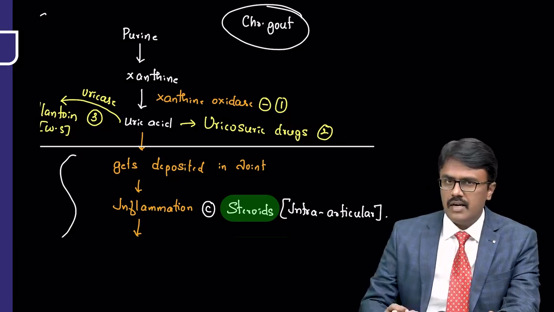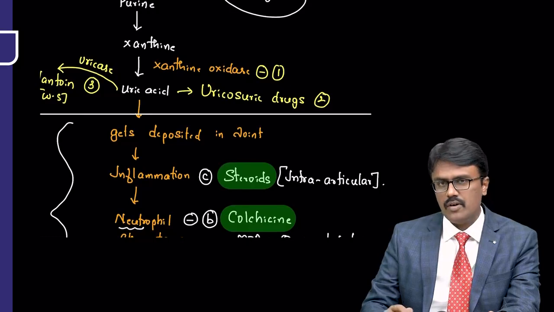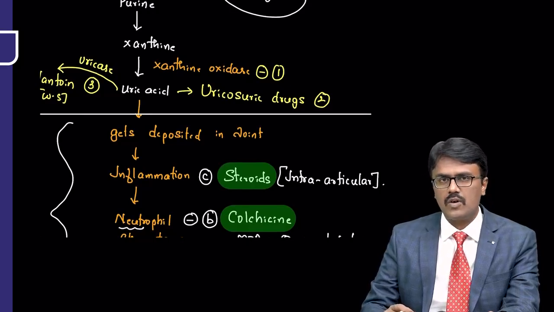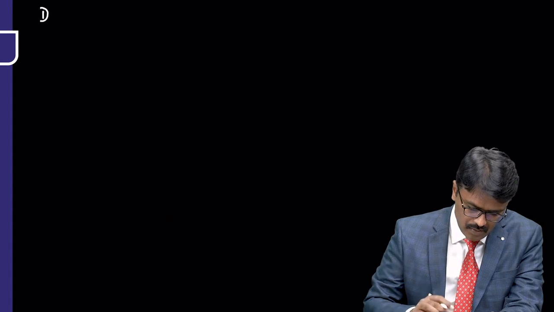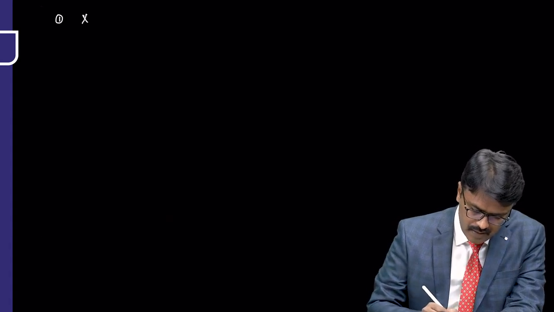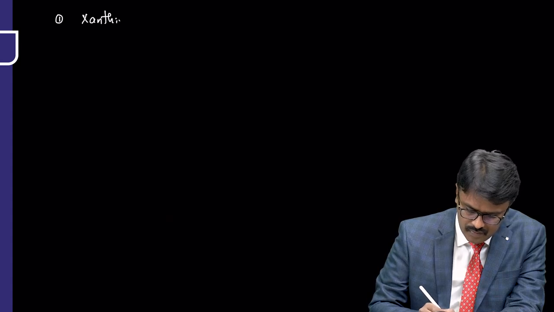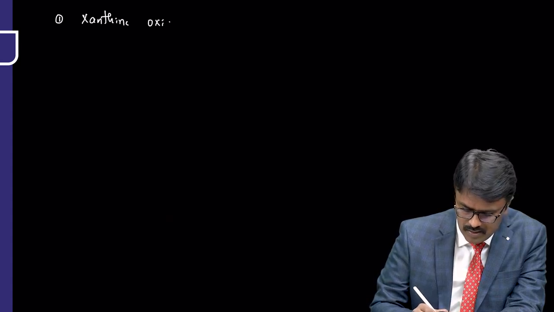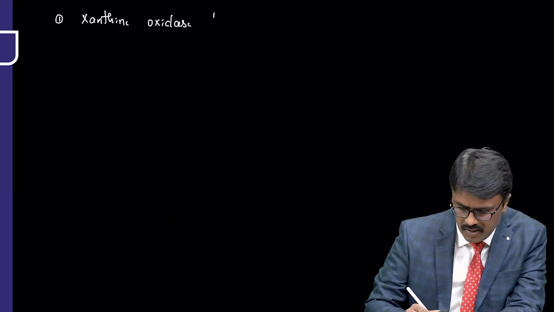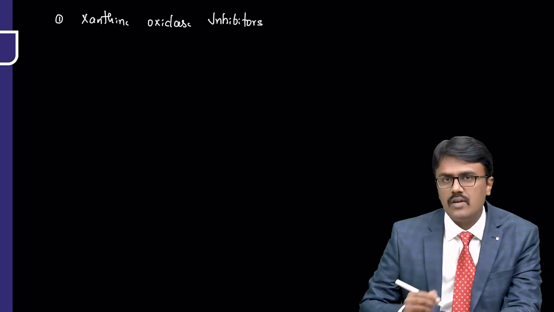Now, once we are done with that, we know the drugs used in acute gout. Let me tell you what are the drugs used for chronic gout. So in that, number one, we have a drug group, and they are called xanthine oxidase inhibitors. So the drugs are called xanthine oxidase inhibitor.